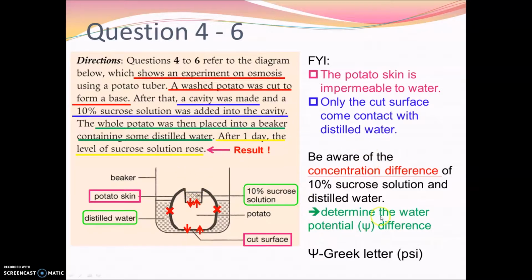So for this experiment, the first thing you need to do is beware of the concentration difference between the 10% sucrose solution and distilled water. Then for the second step, you can determine the water potential difference between them: which one has the higher water potential? Later on, I will use the symbol psi to represent water potential, to save some space for the typing. So beware of the symbol psi.